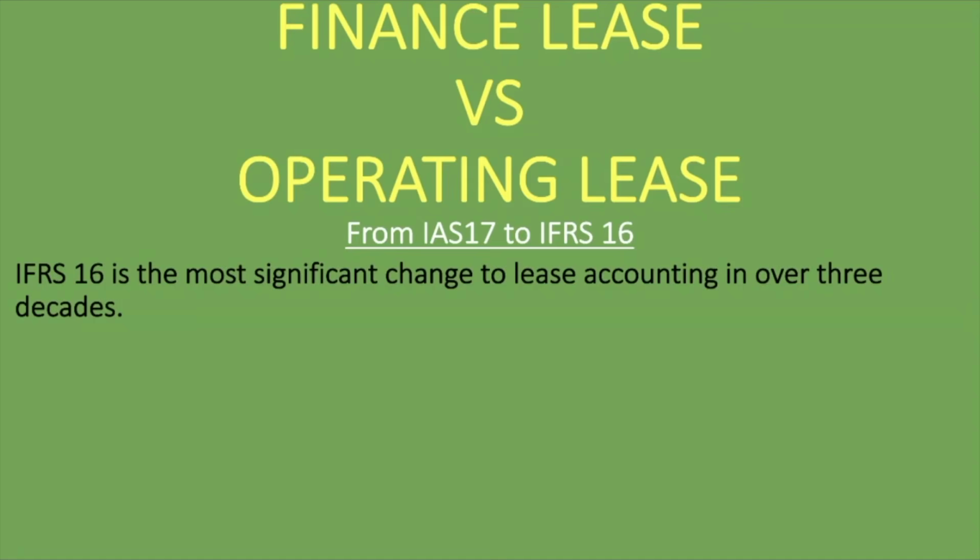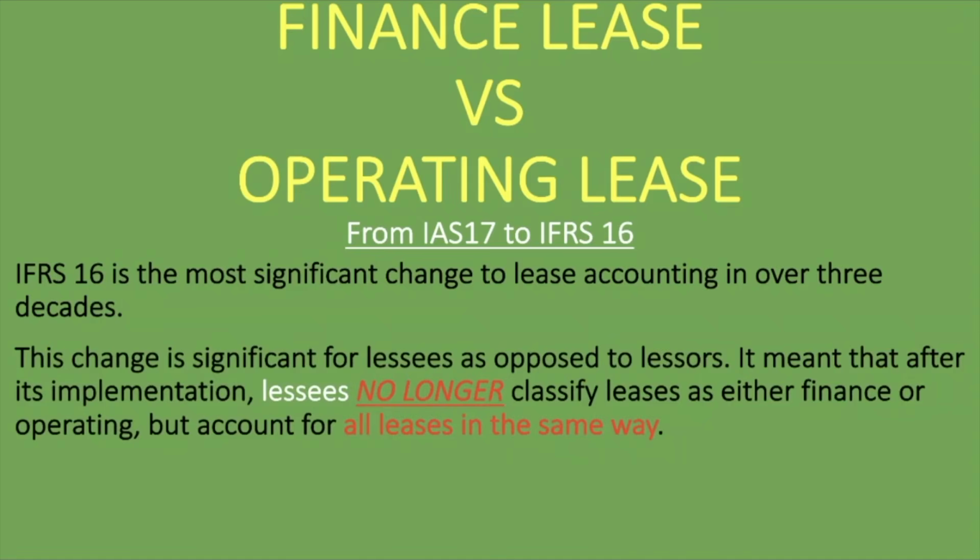Very important. You must note that the biggest change with IFRS 16, with moving from IAS 17 to IFRS 16, is with regard to how a lessee classifies a lease. All right, so it's the most significant change to lease accounting in over 30 years. This change is significant for lessees as opposed to lessors, as I've just mentioned. It meant that after its implementation, lessees no longer classify leases as either finance or operating, but account for all leases in the same way.